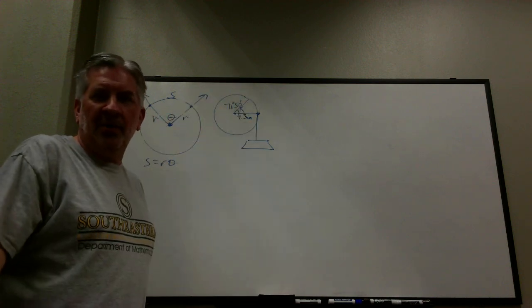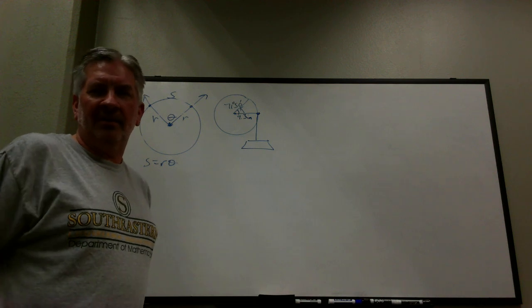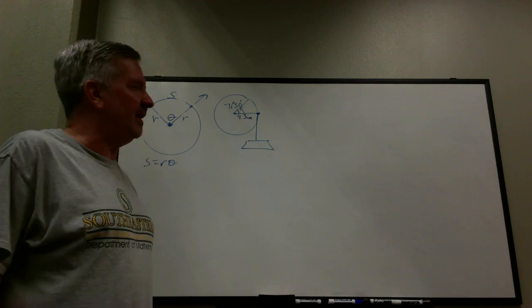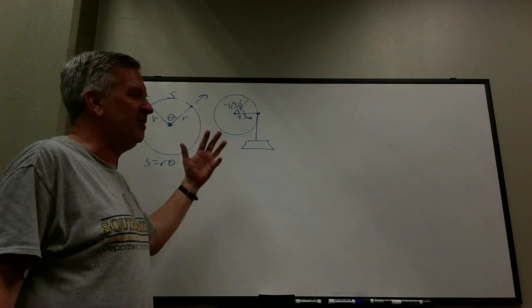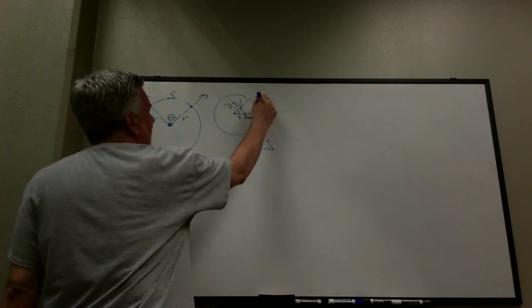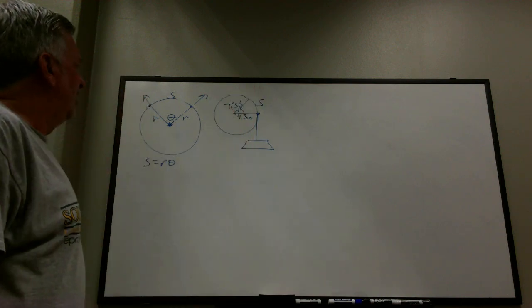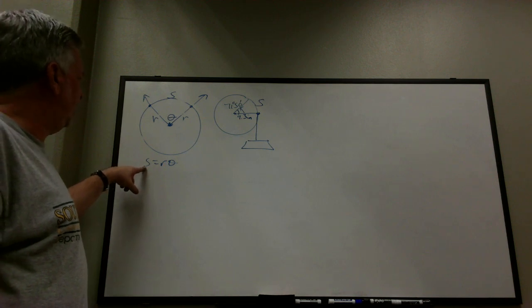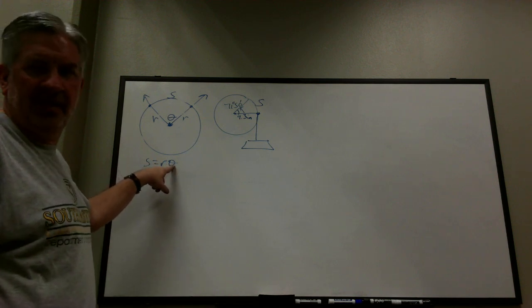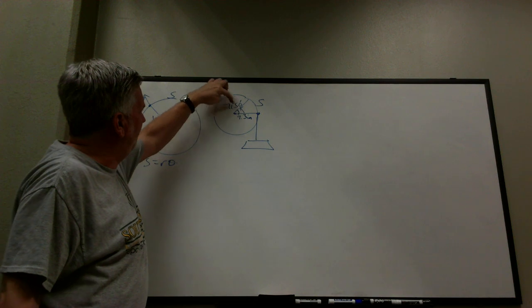Notice nowhere in the problem does it say find the arc length. It's an arc length problem, but it never says arc length. So you have to understand the physical situation here. Okay, so we're looking for this s. Well, the formula's s is r theta. We're looking for s. We know r, and they gave us the theta. So s is just 71.50 times 9.3.